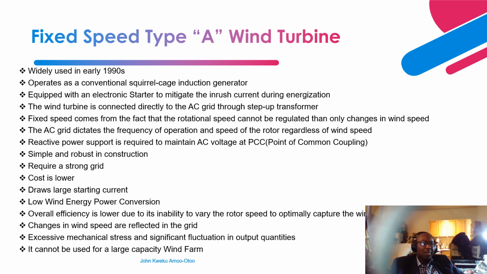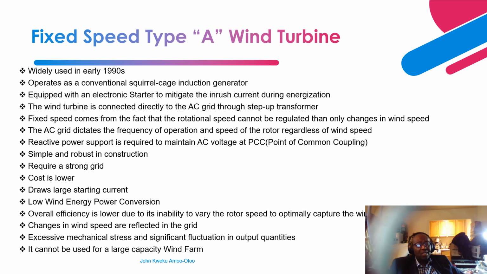So next, we'll talk about the different types of wind turbines we have. The first one is the fixed speed type, type A, or type 1 wind turbine. Basically, this is what started the evolution of wind turbines in the early 1990s, and it operates as a conventional induction generator and has a fixed speed.